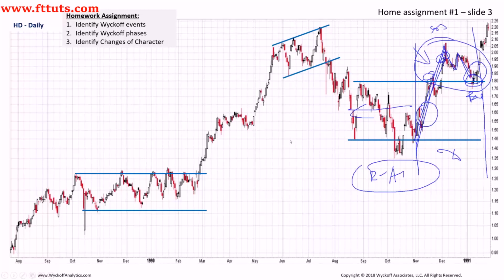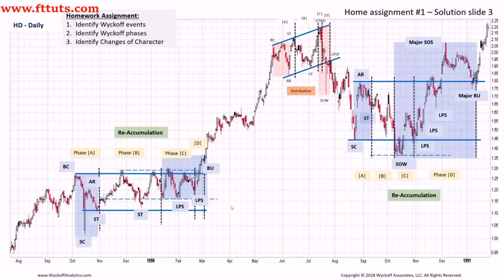Okay, let's have a look at how I label it. So I put phase A here at this test. I'm thinking that still, this is phase A right here. But let's just leave it as is. Okay, let's see what kind of questions we have.